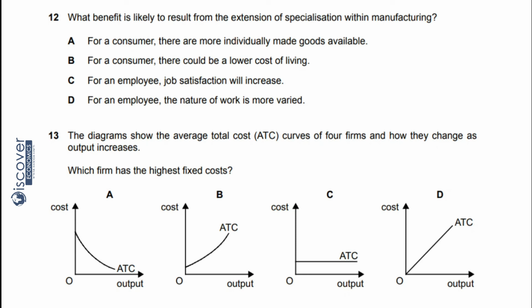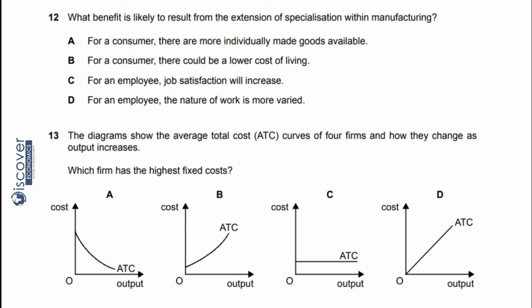Let's see what is in question number 13. The diagram shows the average total cost curves for 4 firms and how they change as output increases. Fine. So average total cost is the sum of, now see, total cost. Total cost is the sum of total variable cost and total fixed cost. And average total cost is the sum of average fixed cost and average variable cost. Fine. Now come to A choice.